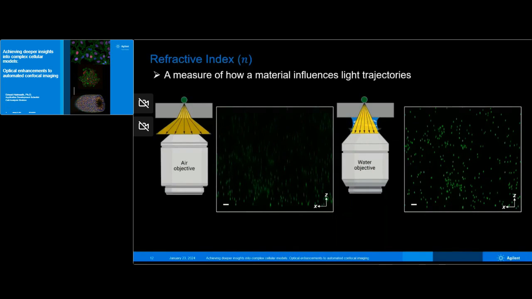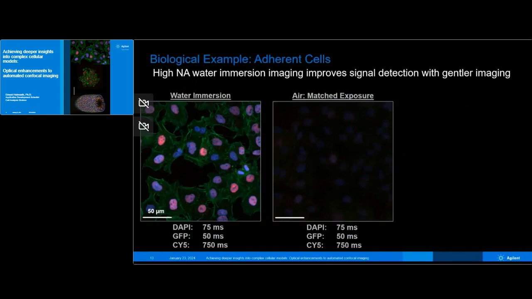So what refractive index does is correct for some of these Z distortions. Now let's look at some biological examples. First is some adherent cells and how water immersion can improve signal detection with gentler imaging.